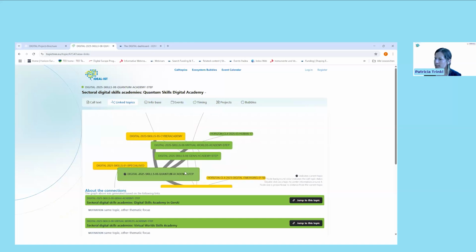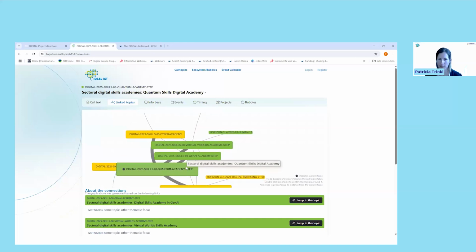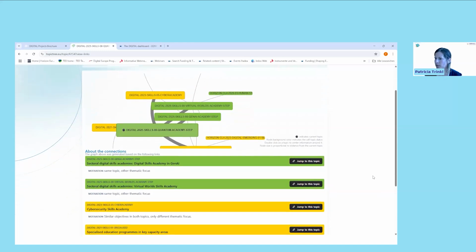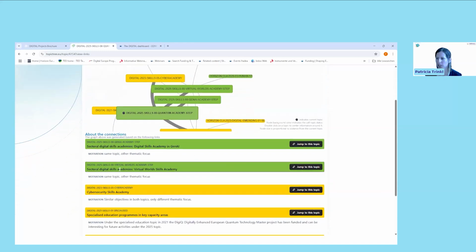You can see how this topic is also related to other currently open topics and also to previous topics. So for example, and you can also see why the connection is there, what is the motivation. So for example, you see from the previous topic, this is the yellow one, it is connected to the Cybersecurity Skills Academy. Why? Well, there is already a Skills Academy funded. This was done in the last work program, the Cybersecurity Skills Academy. And this is really nice to see.